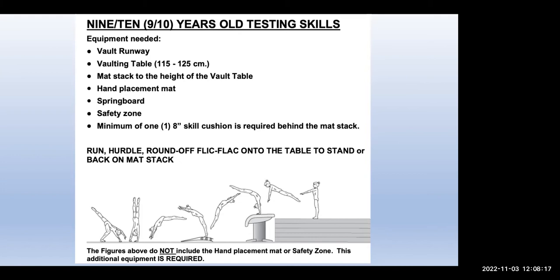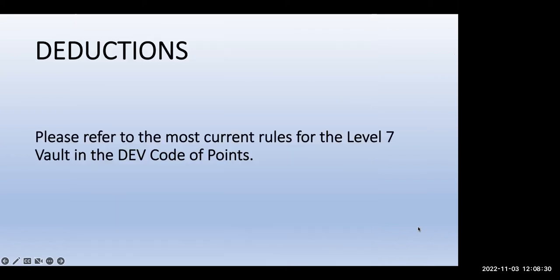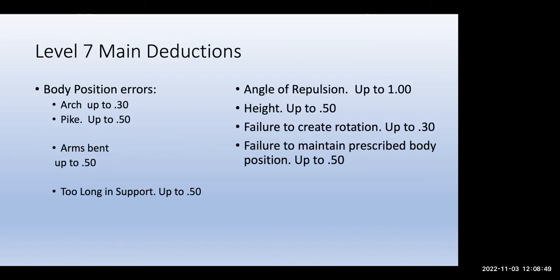So what is the same here is it's just like our level 7 vault. So remember, the picture here is not showing us the hand placement mat or the safety zone, which is required. So let's talk about evaluating this vault. Refer to the most current rules for level 7 vaulting in our code of points, and all of those apply to this. So it is a little bit different than the 8-year-old, the 9, 10-year-old, but now we've been judging that for a while, so we should be fine.